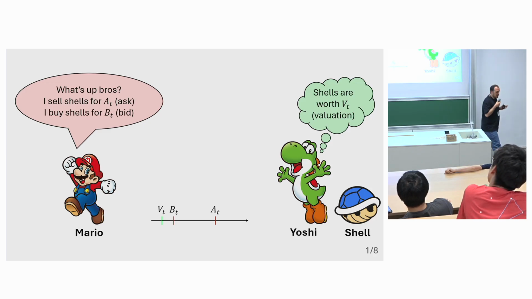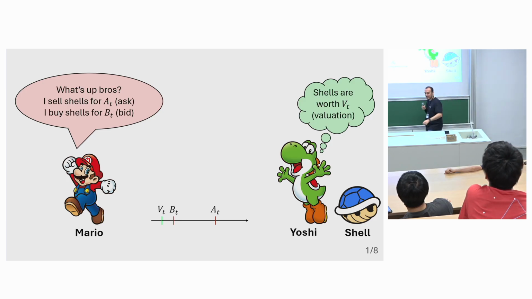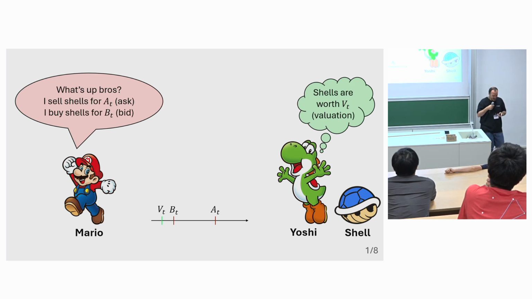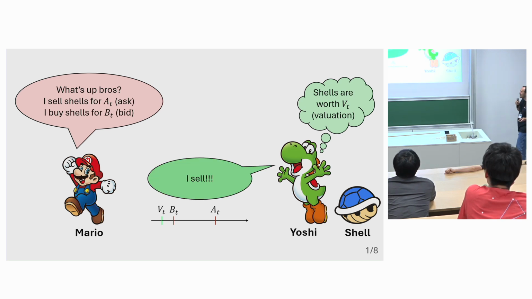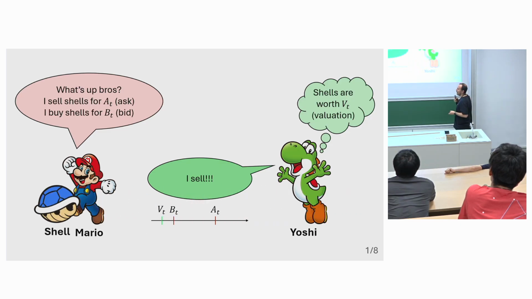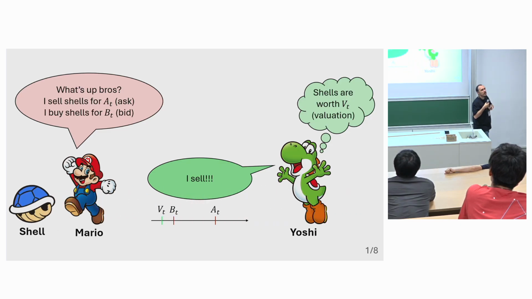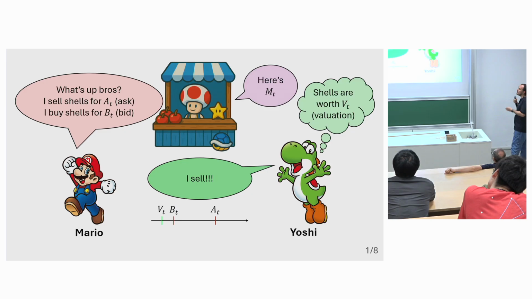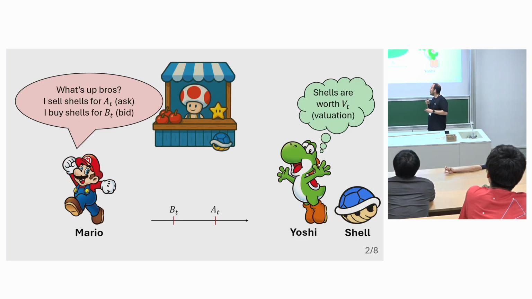Say, for example, that the valuation is below our bid. Then Yoshi says, wait a minute. The value of the shares is VT. You're willing to give me BT. It's higher. That's great. I'm going to sell. So Yoshi sells the share to Mario. Mario doesn't want to hold on to the share for too long. So at the end of the day, week, whatever, at the end of the time step in this repeated setting, Mario goes to the market and sells the share to the market at whatever current market value we have today, MT. So this was case one.